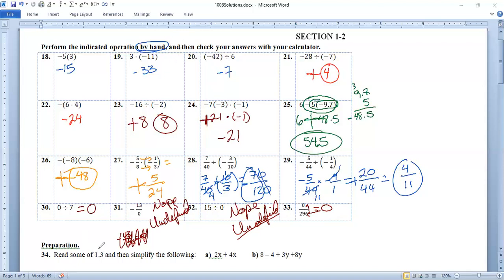Great. Number 34. Read some of the next section, 1.3, and then simplify this. Well, 2x plus 4x. Way back when we did addition, we learned that we had to add like things, like 2 apples and 3 apples. Here we have 2x and 4x. That just makes 6x. This is going to be called combining like terms. Notice that here we have 3 yaks and 8 yaks. That's 11 yaks. And then 8 minus 4, those are just numbers, so that's just the number 4. 4 plus 11 yaks. Good, that should prepare your mind for what we're going to learn next.